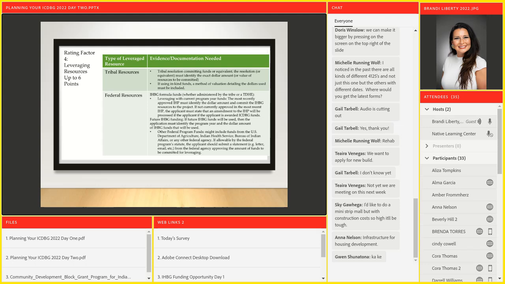Let's see. Other federal program funds include funds from maybe USDA. Again, like I said, there's some IHS funds that allow it, some that don't, BIA or other federal agencies. If you are using other federal funds, the applicant needs to submit a statement, a letter, an email, or something from that federal agency approving the amount of funds to be committed for leverage.